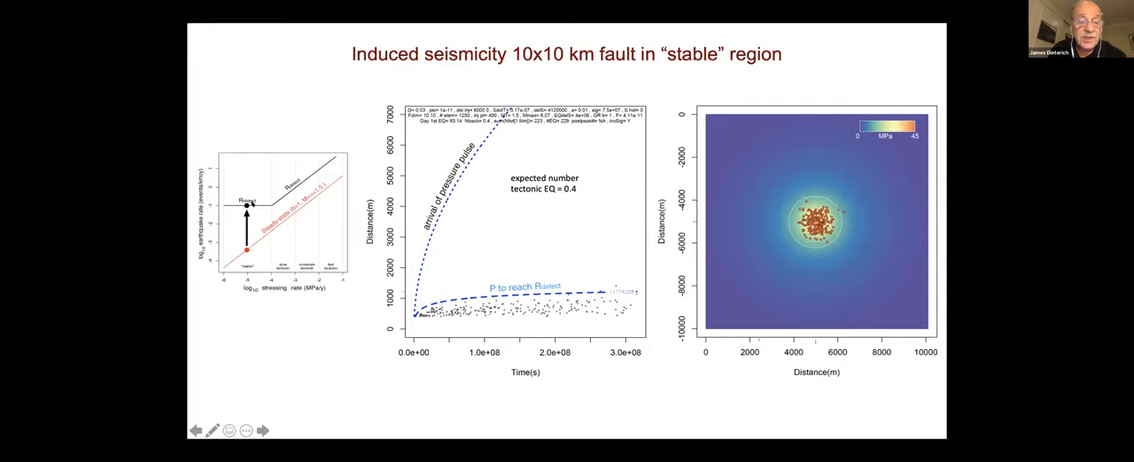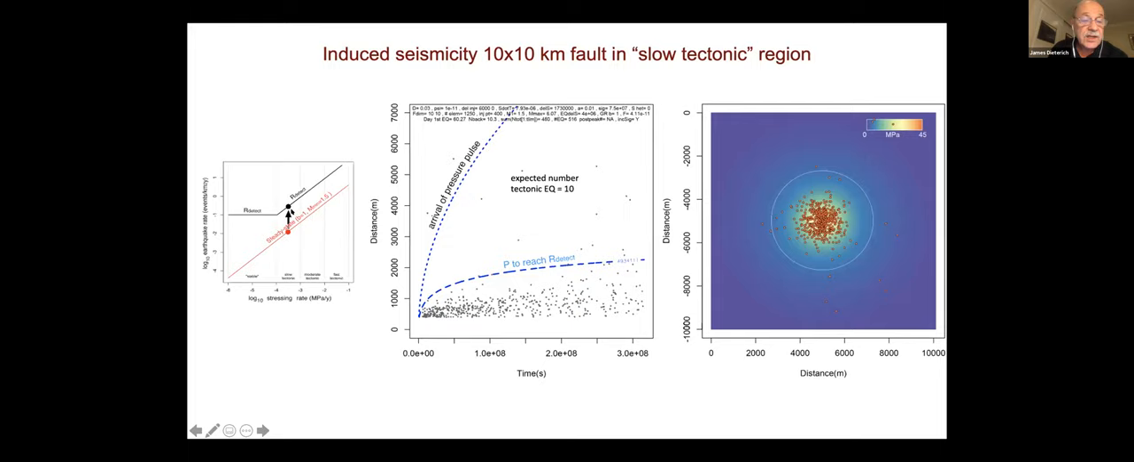And so here again is the arrival of the pressure pulse, but it takes quite a long time after the very first arrival of the pressure pulse from the injection to actually start producing earthquakes that you can see. And so down here, this is now in what I call a slow tectonic regime. I'll show some simulations in Italy, and this is pretty much characteristic of the strain rates, the stressing rates in Italy.